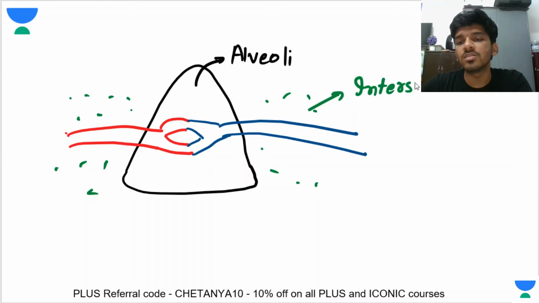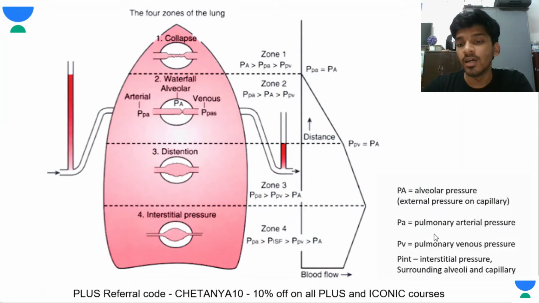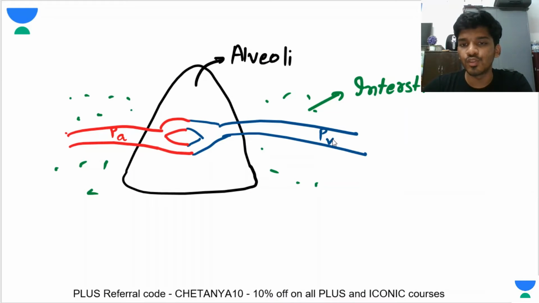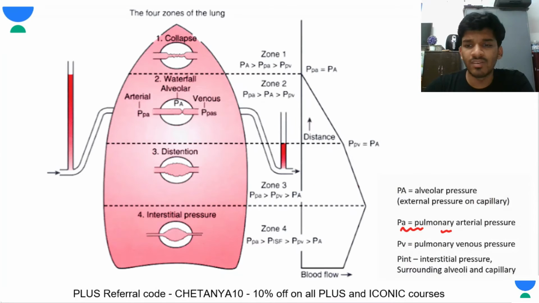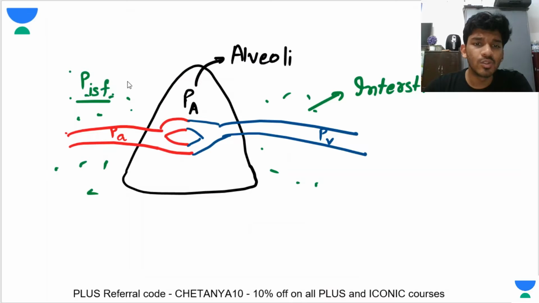What are the various pressures with regards to the blood flow and the perfusion? There is some pressure that exists inside this artery, the pulmonary arterial pressure, and let's label it as P small a. Then there is a pressure that exists in the vein, and that is P small v. Then there is a pressure that exists in the alveoli, called P capital A. And then there is an interstitial pressure. It is part of zone 4, and when we discuss zone 4, it is significant only then. So let's call it P interstitial fluid, PISF, or whatever terminology you like, such as INT for interstitial pressure. You can use whatever term you want, but these are standard nomenclatures.